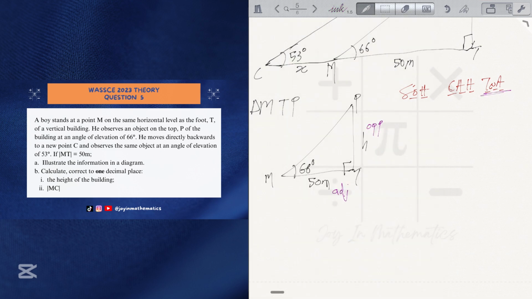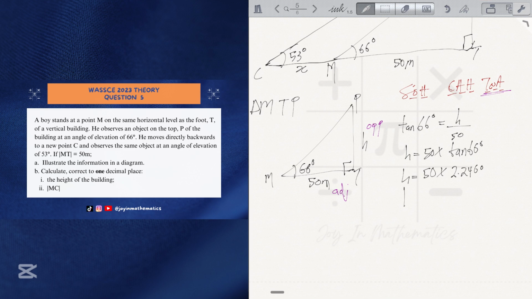So in view of that, we will have that tan 66 degrees is equal to opposite H divided by adjacent 50. So we can find H to be equal to 50 multiplied by tan 66 degrees. Using our calculator, tan 66 degrees is 2.2460.